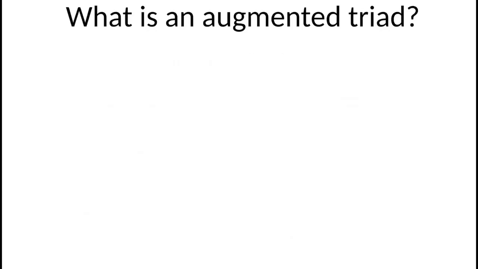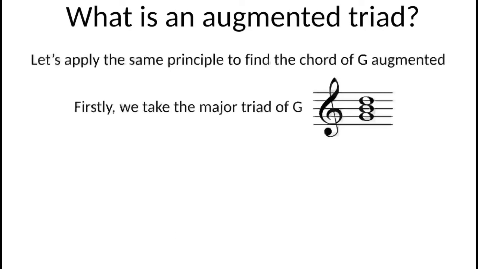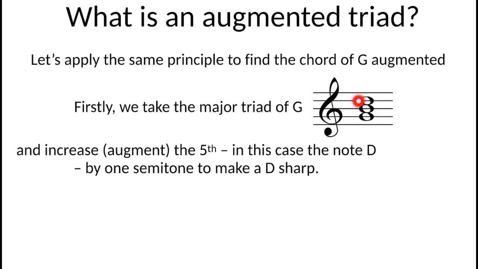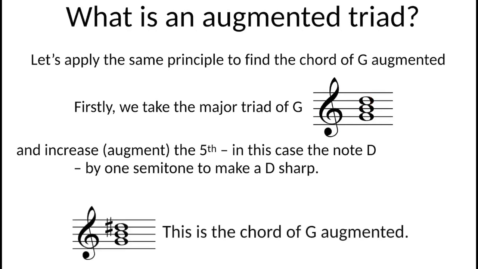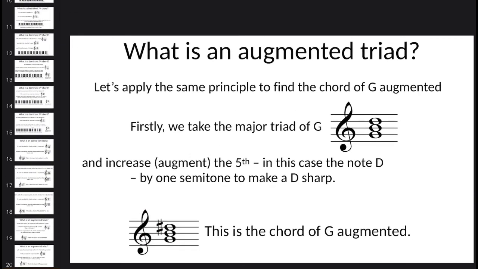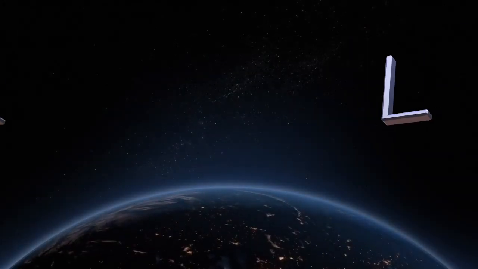G augmented. Same idea, we take the major triad of G, and we raise the fifth by a semitone. Here's the fifth, it's a D. We raise that to make it a D sharp. That gives us the chord of G augmented.